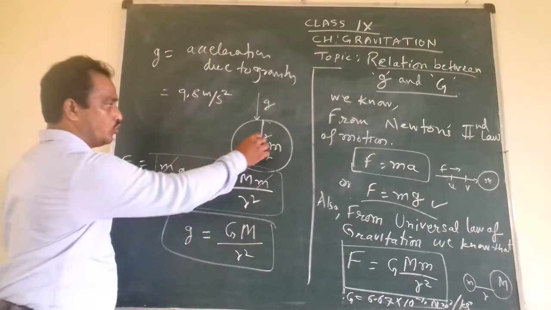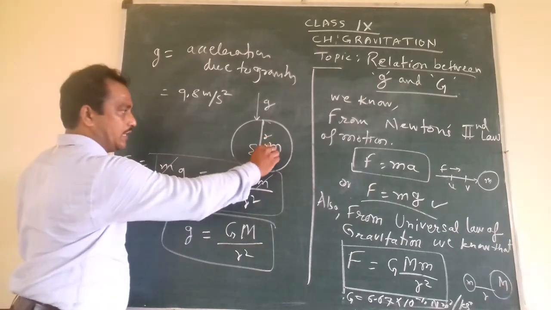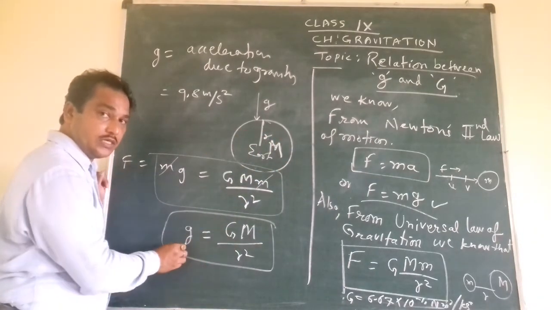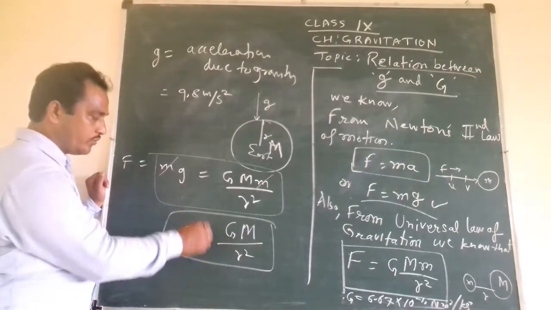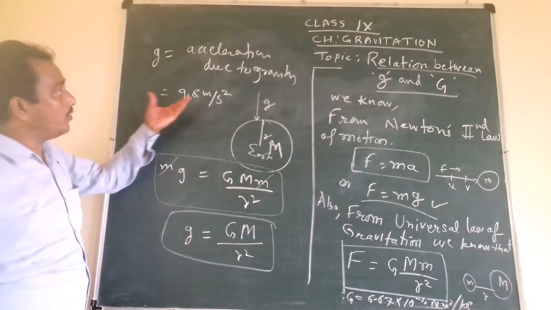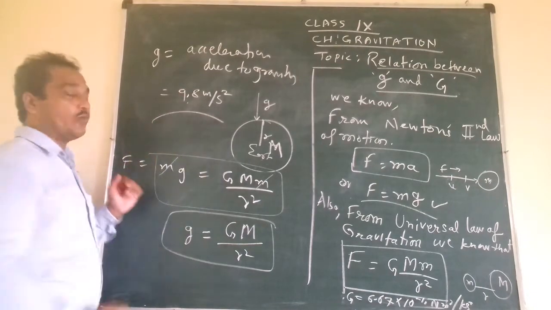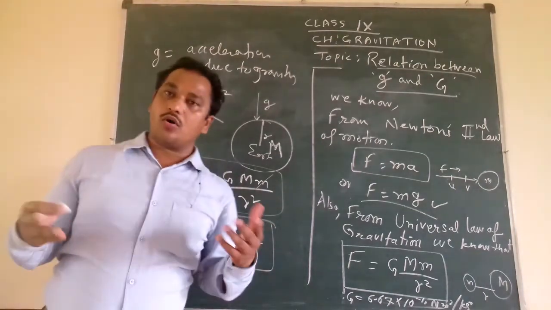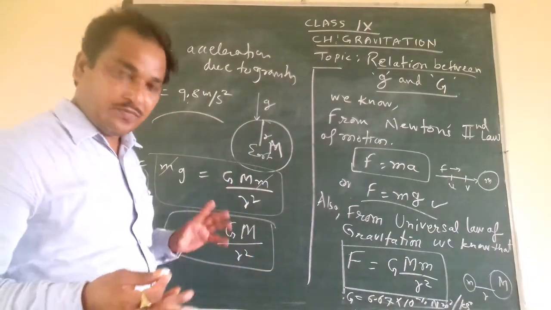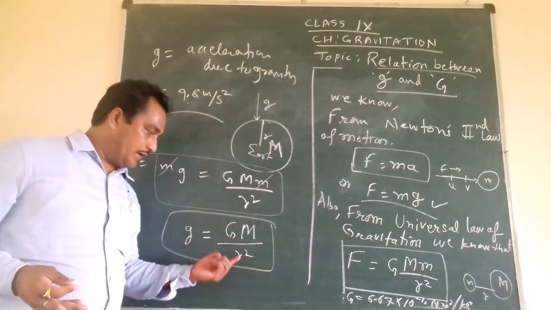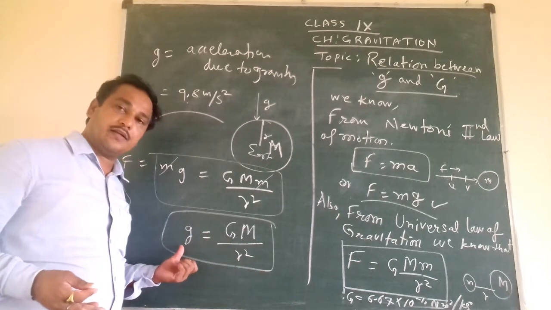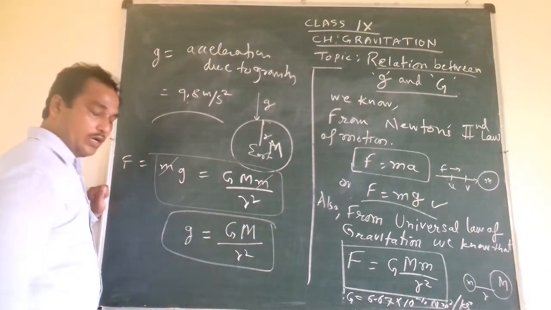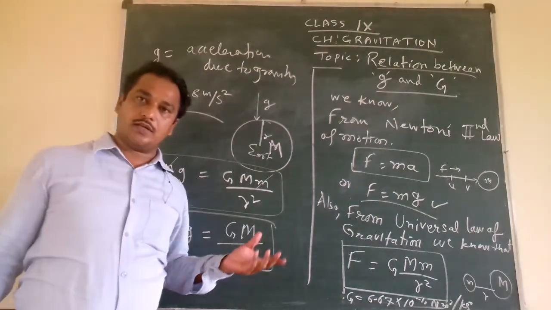Like this is earth, whose radius is r, mass is capital M, and capital G is the universal gravitation constant, small g is the acceleration due to gravity. So we can find the acceleration due to gravity of earth, which will come out to 9.8 meter per second square by using this relation. Similarly, on the moon or any other planet or any object whose mass is M and radius is r, you can easily find the acceleration due to gravity. You will put the value here and calculate it like this.